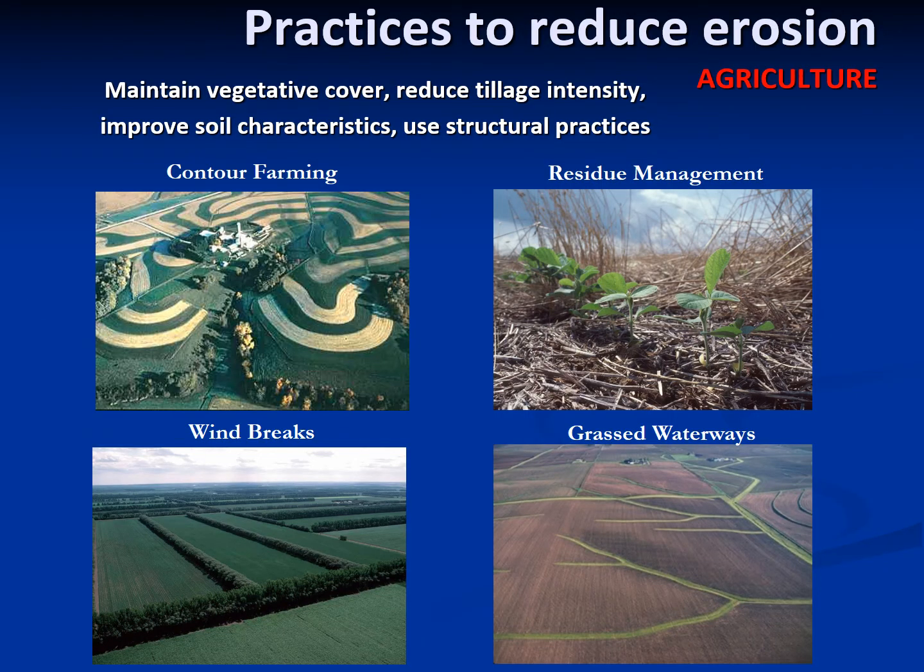Maintaining vegetative cover, reducing tillage intensity, improving soil characteristics, and using structural practices are all important parts of reducing erosion in ag lands, such as contour farming, providing windbreaks, residue management, and grassed waterways.